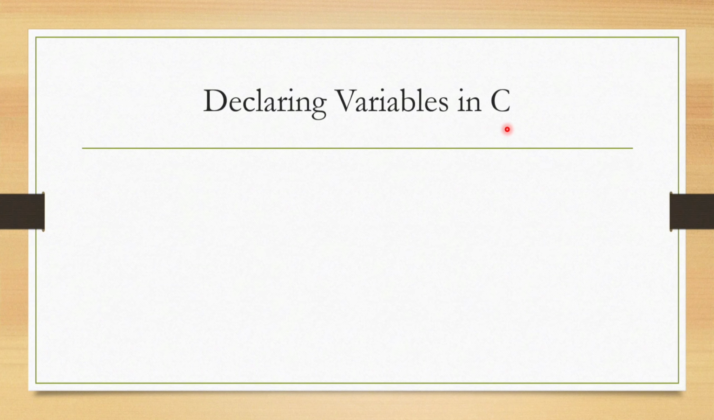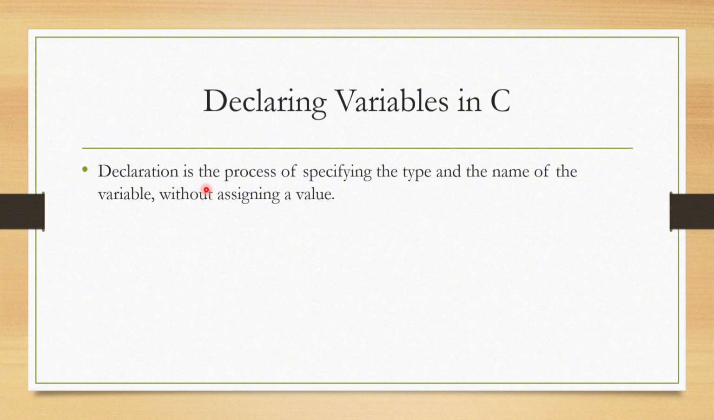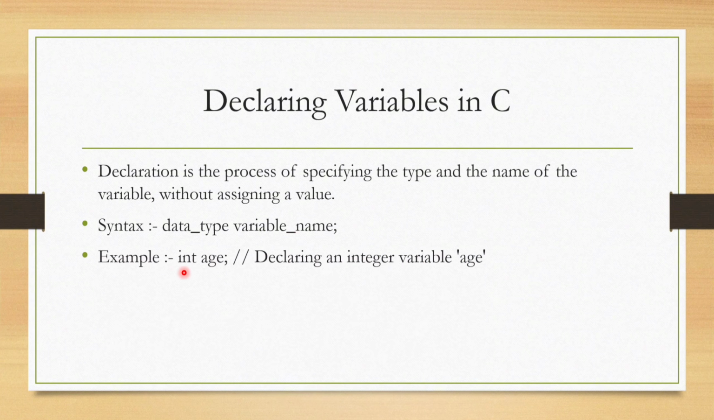Declaring a variable in C. Declaration is a process of specifying the type and name of the variable without assigning a value. Syntax for declaring a variable is data type space variable name. For example, int space age, where int is a data type and age is a variable name.